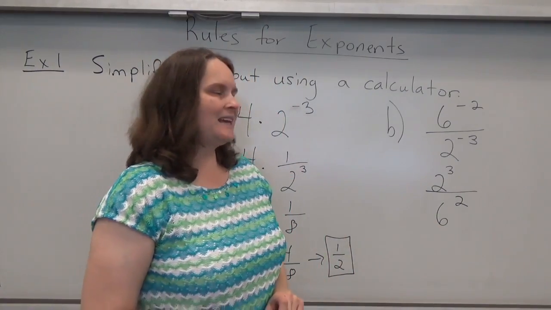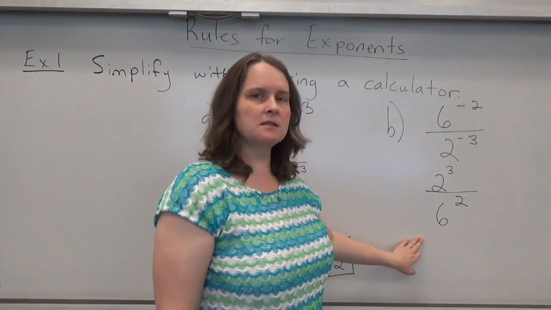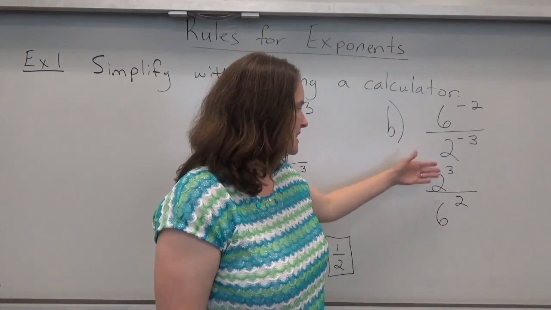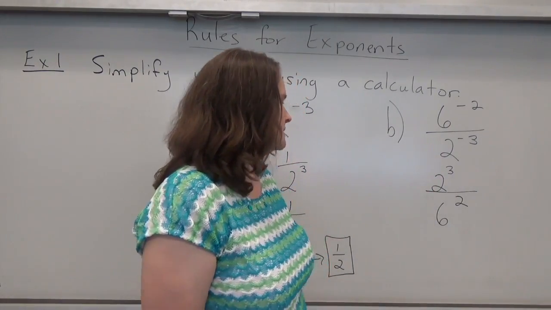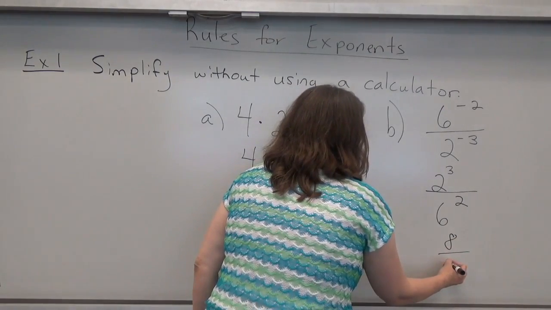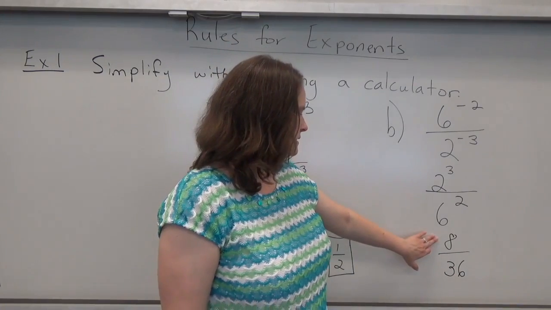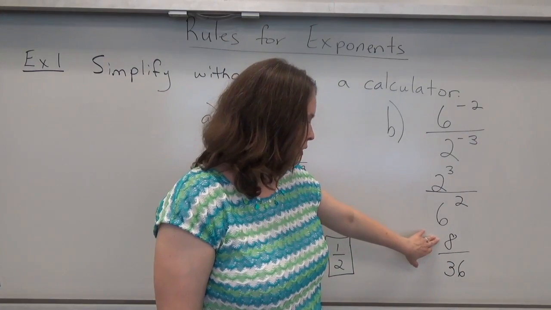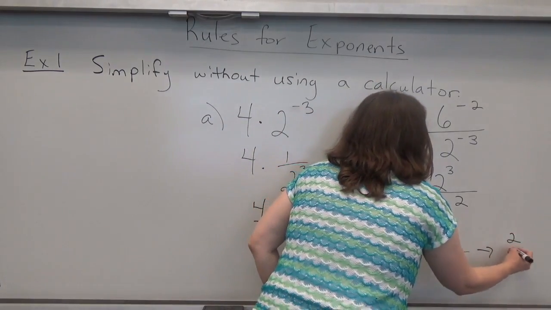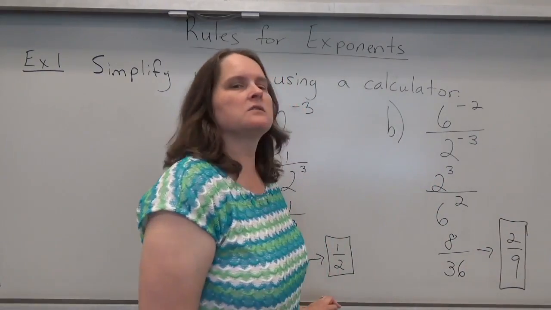All right. I cannot apply a rule for exponents at this point because notice I have different bases. So I need to just go ahead and expand these out. 2 to the third is 8. 6 to the second is 36. And then this can be simplified by a factor of 4. So that becomes 2 over 9. I keep running out of space at the very end. So my answer is 2/9 for part B.